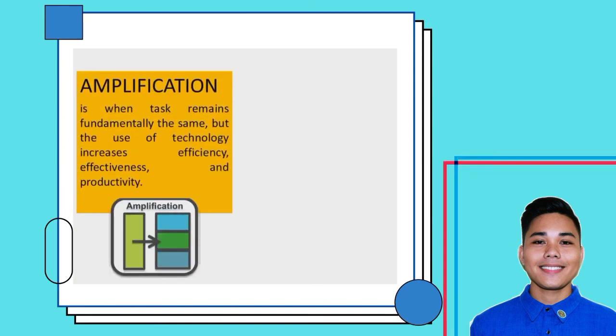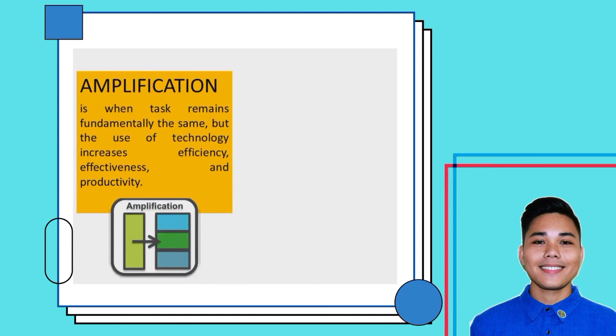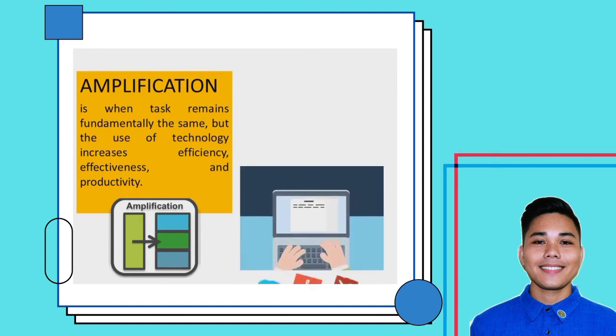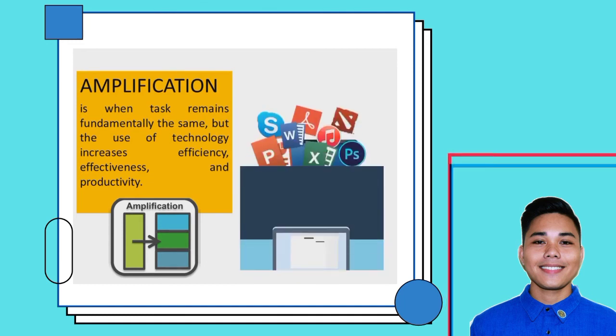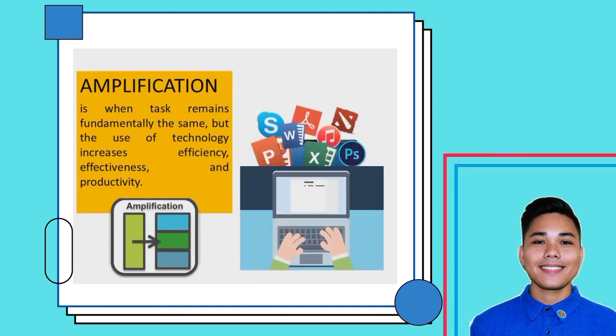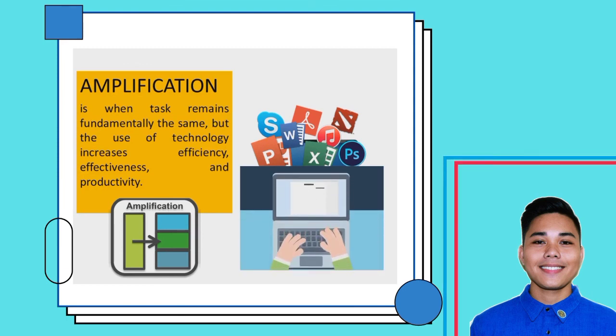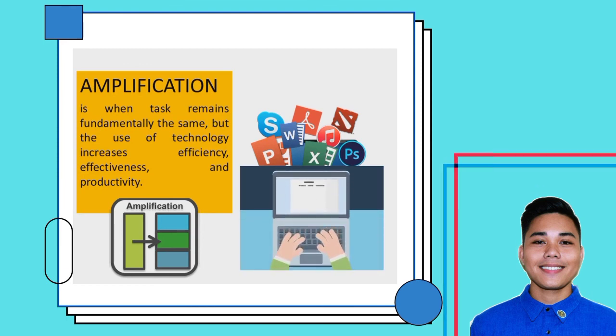Amplification. Amplification is when the task remains fundamentally the same, but the use of technology increases efficiency, effectiveness, and productivity. In the example given, technology is integrated in different ways by maximizing what it can contribute to the teaching and learning process. Students and teachers can now work with technology as it is easy and accessible, and it amplifies them with its primary use. They get to immerse themselves as well, like creating presentations, writing in MS Word, and the like.